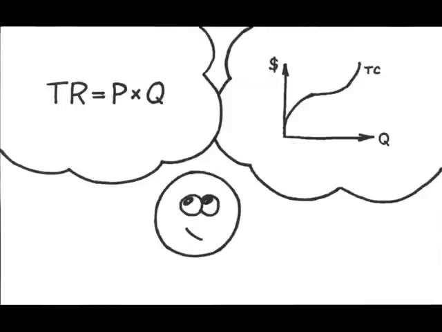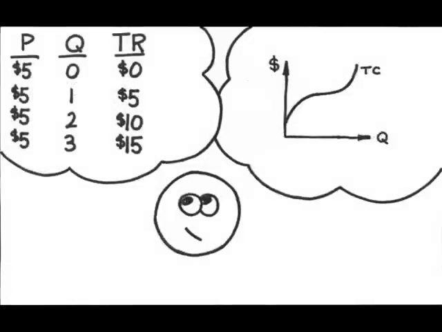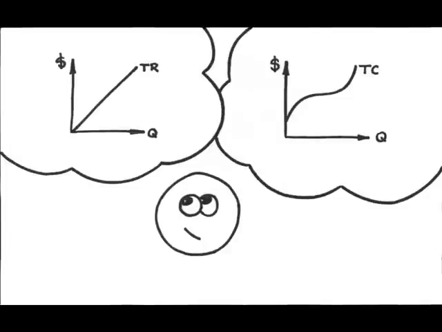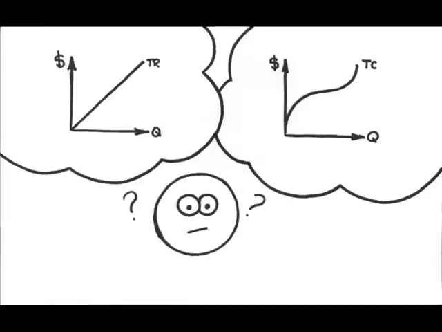If that's true, then for output equals 0, revenue equals 0. But if output equals 1, revenue is $5. And output of 2, revenue is $10, and so on. That means that for perfect competition, total revenue is just a straight line, increasing at each unit by the amount of the price. But what about profit?